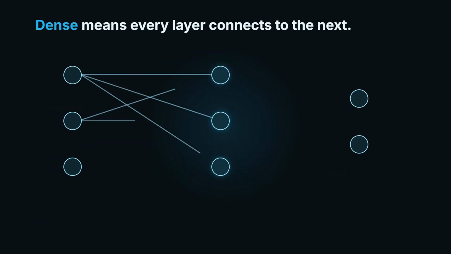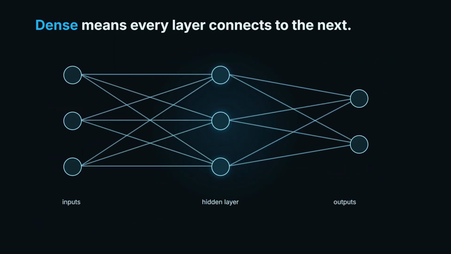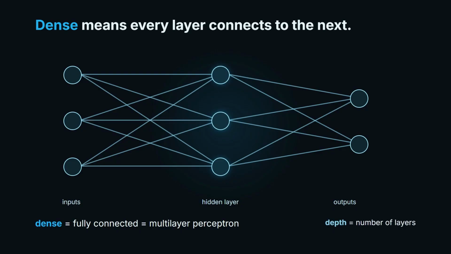This arrangement has a few names you will see everywhere. A dense network, a fully connected network, or a multi-layer perceptron. Dense because every neuron in a layer connects to every neuron in the next. The layer in the middle is called a hidden layer, and the number of layers is the network's depth. That is, the deep from Part 1.